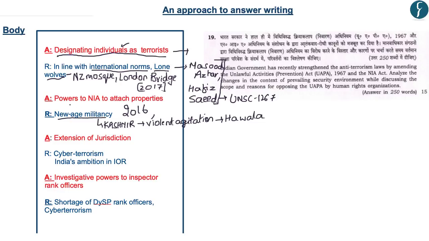Now, in this context, the powers of the NIA have been enhanced to attach properties related to activities of terrorism. Now, it should be noted that so far, in order to attach the properties relating to terror activities, the approval of the state DGP was necessary. Now, through this amendment, the requirement for approval of the state DGP has been taken away, and the DGP of NIA can approve steps to attach properties related to terrorism through this amendment.